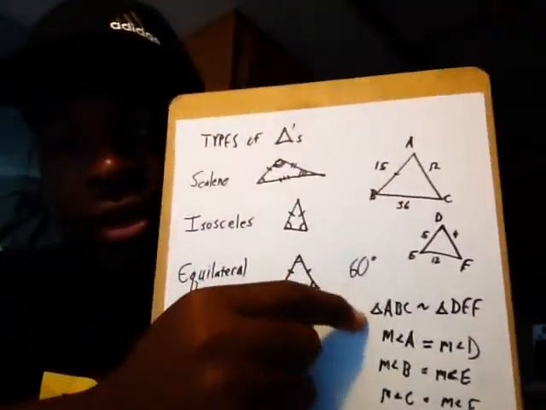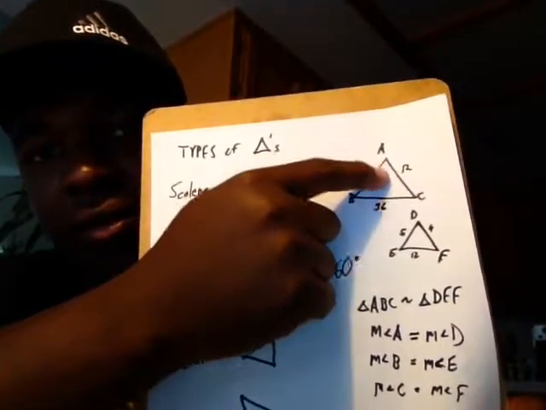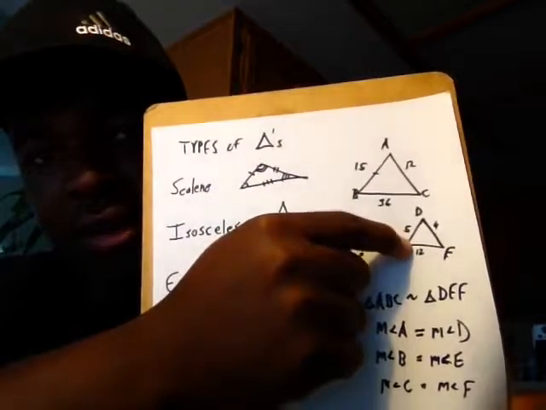Therefore, you can break into that and say measure of angle A is equal to measure of angle D. Measure of angle B is equal to measure of angle E. Measure of angle C is equal to measure of angle F. All you're saying is, since these are similar triangles, that means this angle is exactly that angle, and this angle is exactly this angle, and this angle is exactly that angle. That's all it's saying.